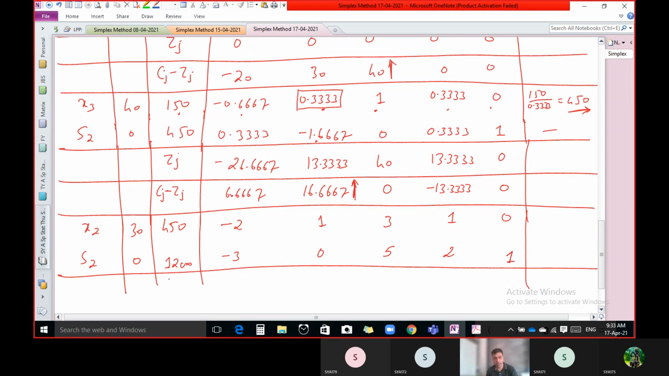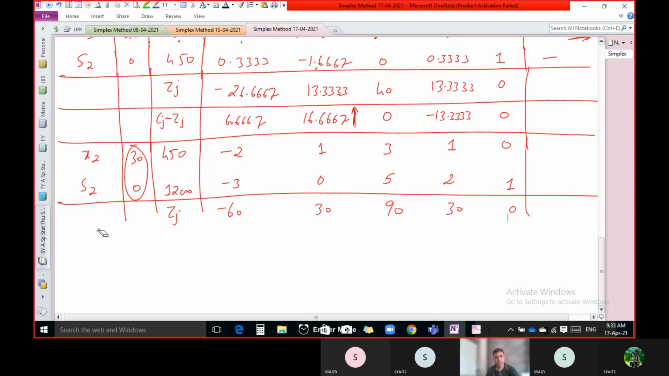And then after we have to calculate the value of Zj. Let us calculate. How to calculate Zj? This with this, so we get here minus 60 and 0, we get minus 60. Now this, so we get 30. Now this 30 into 3, 90. 1 into 30, that is 30, and 0 into 30, 0, and 0 into 1 is 0, so we get 0. So now we have the value of Zj.